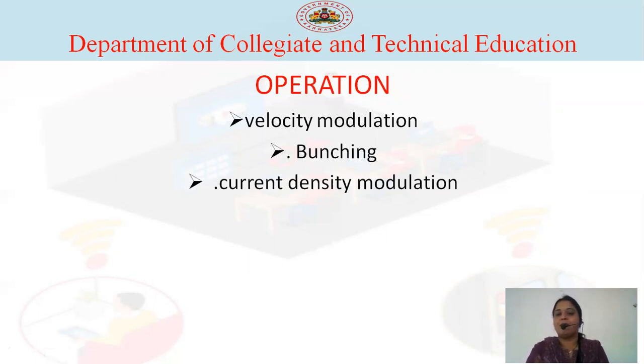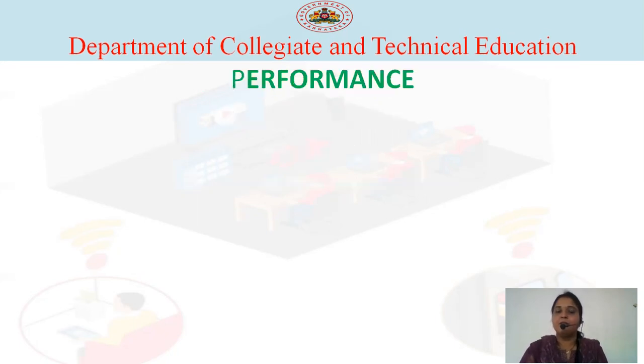They will give up their energy to the catcher cavity, which is oscillating the same as the buncher cavity. Now the current density modulation: because the current strength is increasing, the density modulation is also occurring. Now the performance of this two cavity klystron.